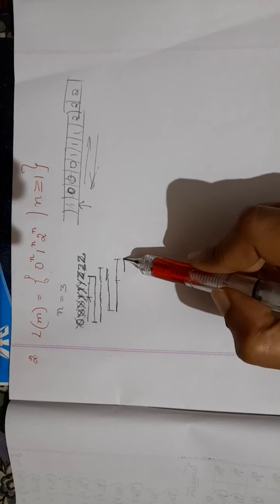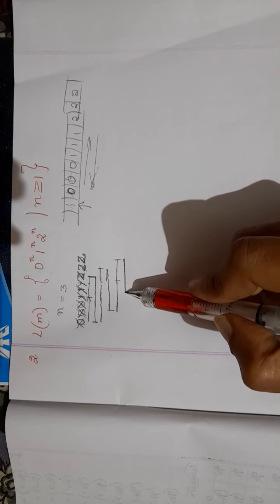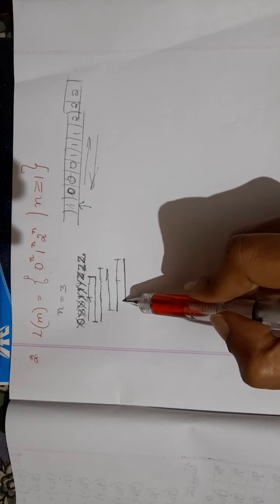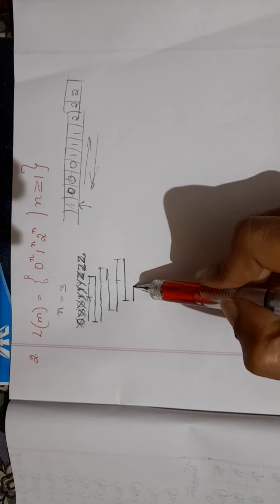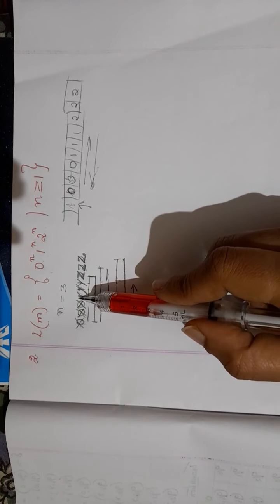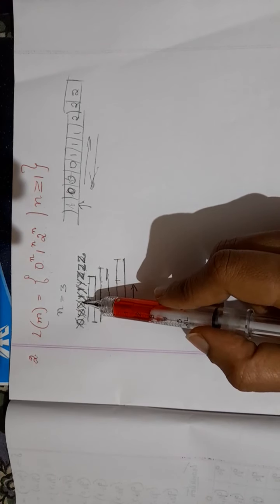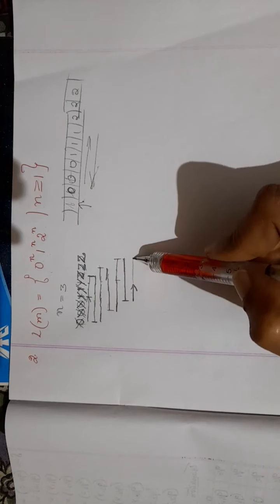Till when? Keep on moving till you read x. You are reading x, stop here. After stopping, change the direction now. So when you change the direction here, what happens? You are reading y. Okay, no more zeros you have to replace. You are reading y. Keep on moving, everything is y. Keep on moving, everything is z.